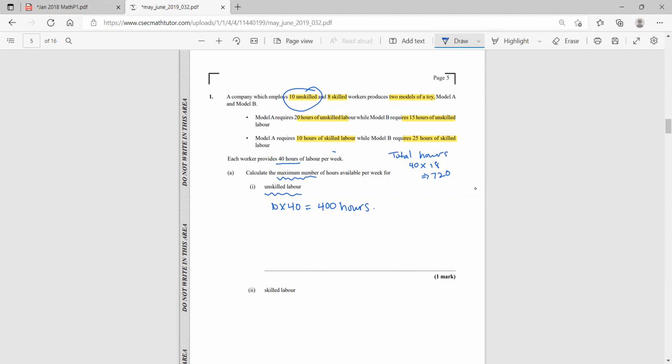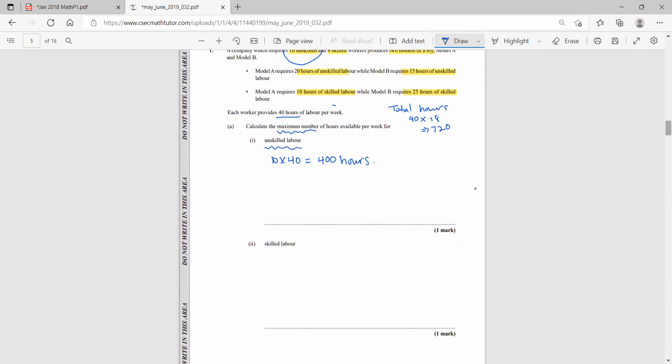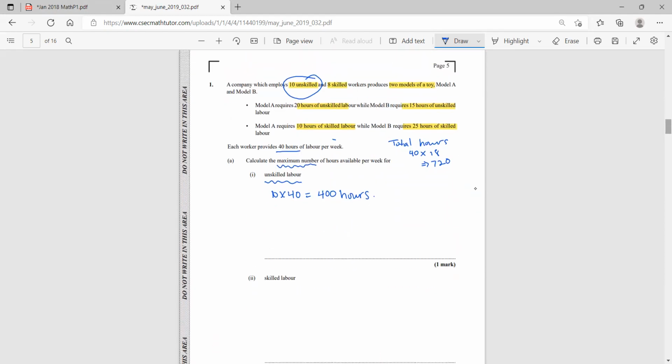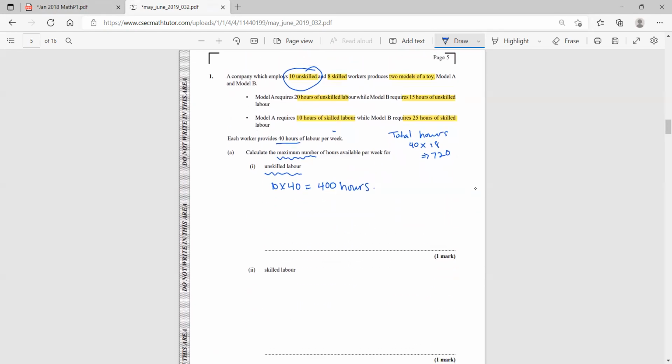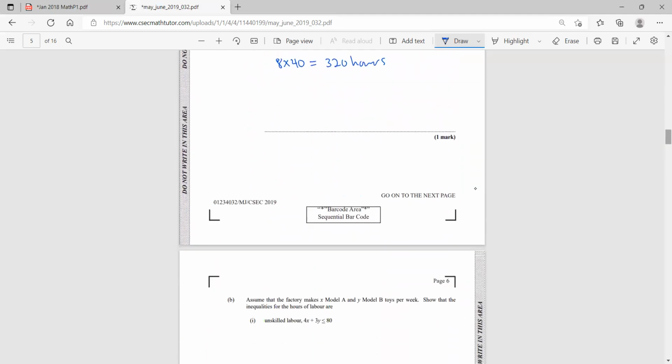And now for skilled labor, how much would it be? What for the skilled workers? 320. So 8 by the 40 that they're going to provide, which is 320 hours. And when we add it up, it's 720 total as we originally said.